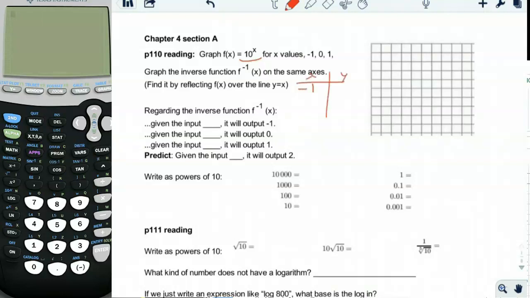I make an xy table and I put -1 into there. I get 10 to the -1, which is 1/10, which is 0.1. If I put 0 in there, then I get 10 to the 0, which is just 1. And 10 to the 1 is equal to 10. So if I graph that, I would graph 3 points.